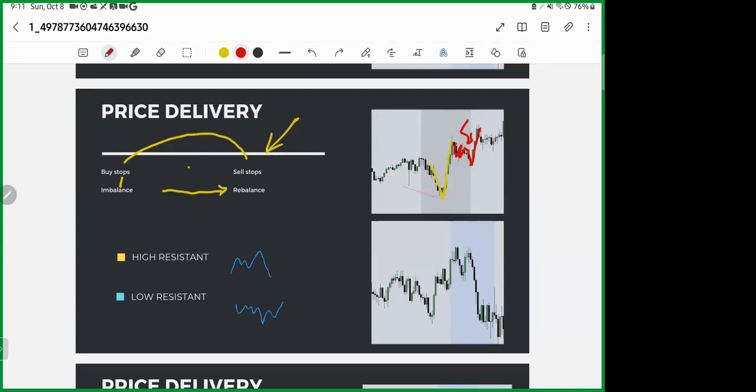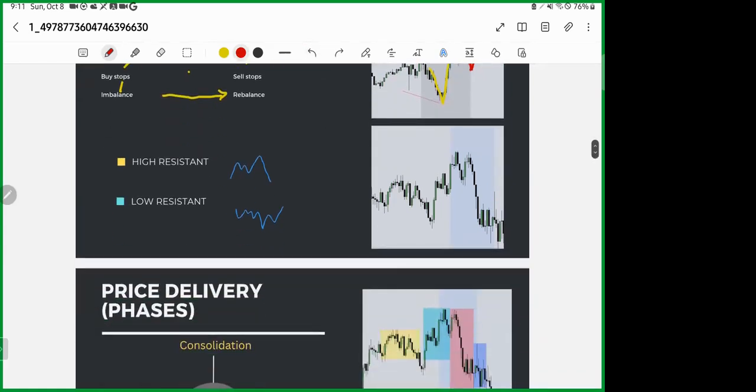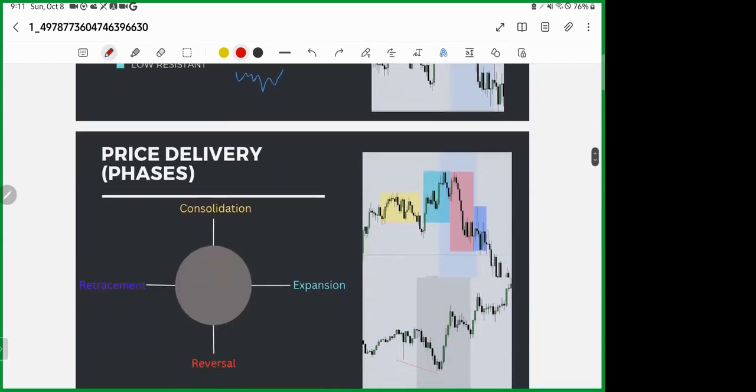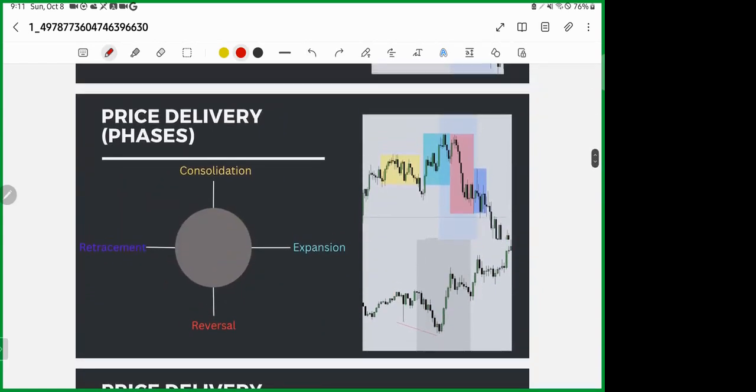And if you feel like I'm flying through this part, this is because this is all just base stuff. This is basic stuff. Price delivery, just understanding the phases of price delivery. There's consolidation, expansion, reversal, retracement. If you go back, you look at ICT's price delivery cycle. This is how he provides it to us in terms of interpreting price.